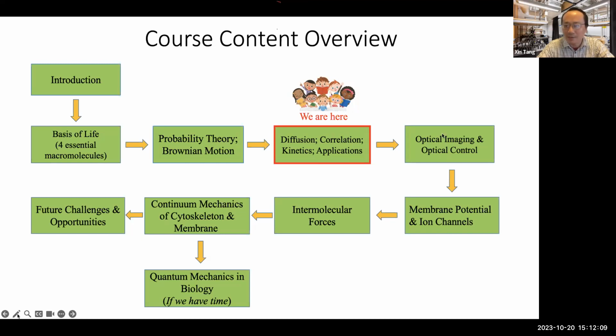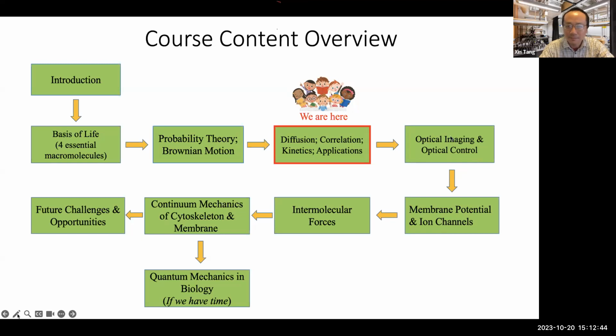Okay. After that, we will talk about the important optical imaging and optical methods used in biophysics. Okay. And that actually is associated with the membrane potential and ion channels. Because we can use optical imaging to measure membrane potential and then derive the dynamics of ion channels and proteins on the cell membranes. Okay, so those are associated together, as well as the intermolecular force. Force can also be imaged by optical methods.